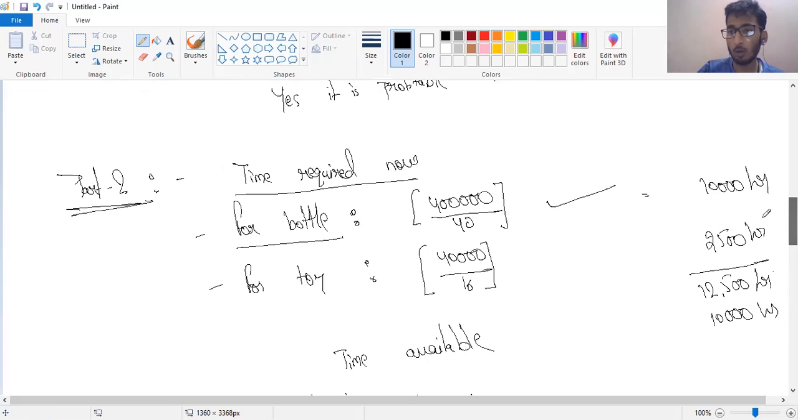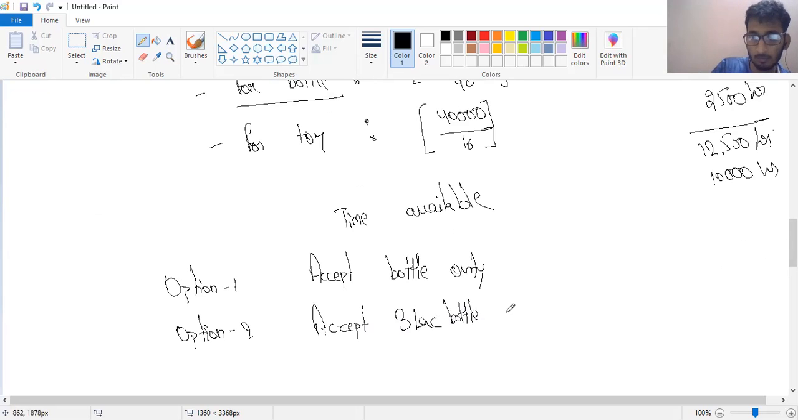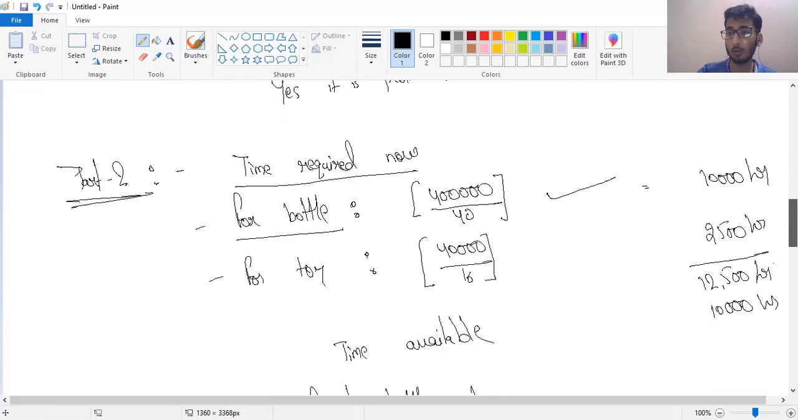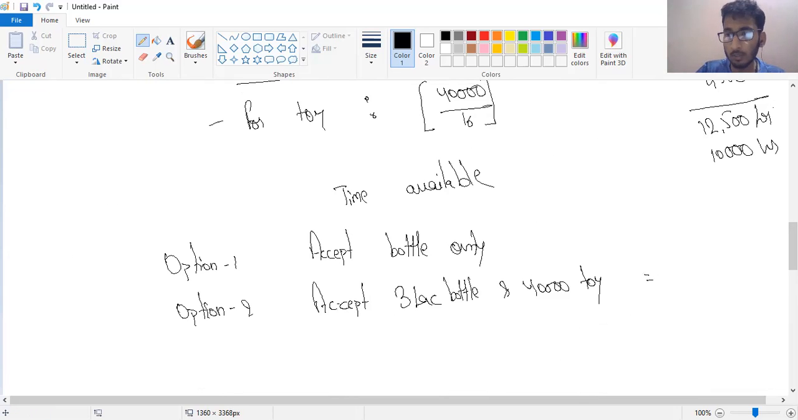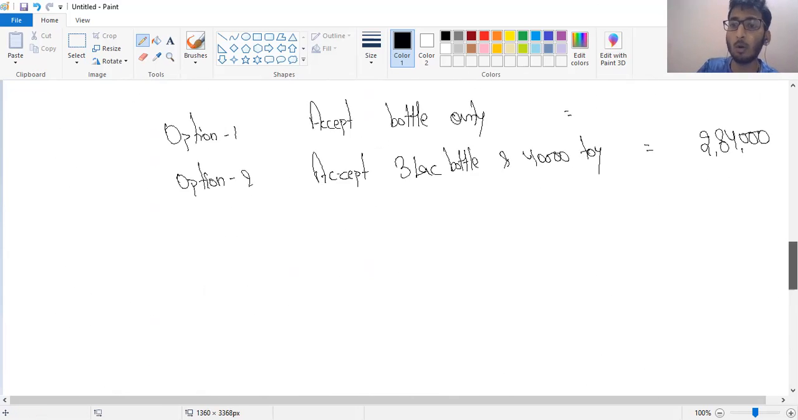Because if I accept bottle only, it would take me 10,000 hours. And option two is to accept 3 lakh bottle and 40,000 toy. This scenario, basically, we have already done. So if I go ahead with this, the total profit would be 2 lakh 84,000. Correct.